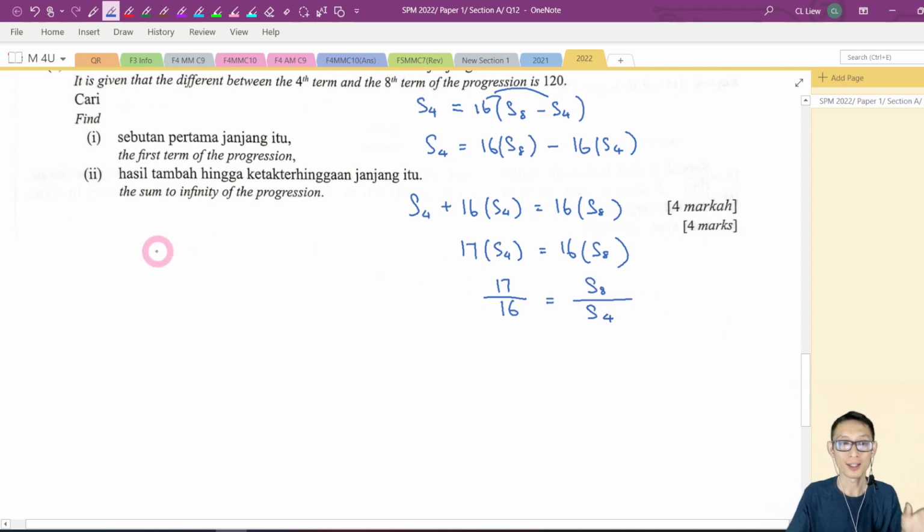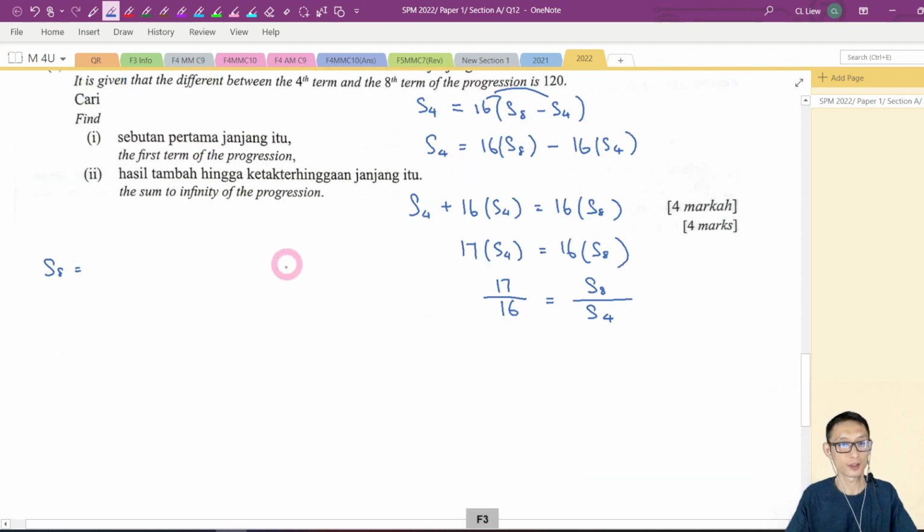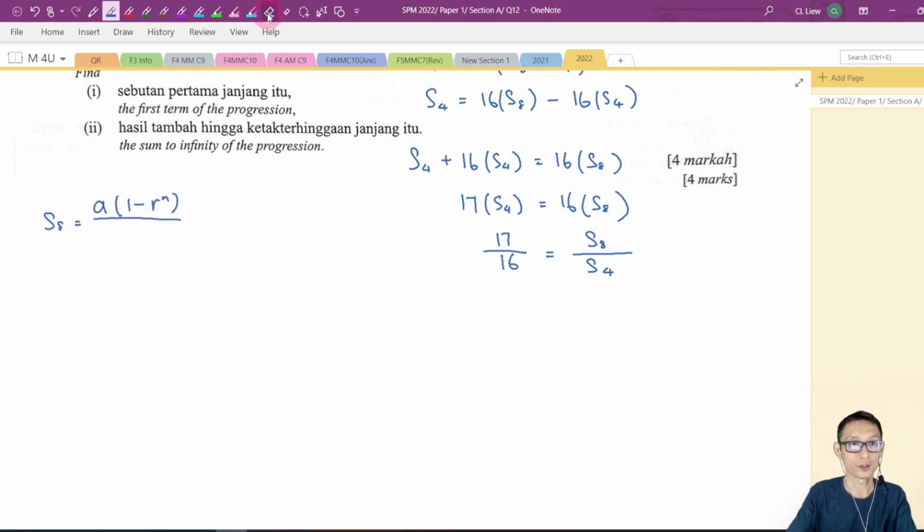Now, I'm going to do S8, sum to the 8th term and sum to the 4th term on the other side. Later on, only I bring inside this into this equation. So S8. This is a GP, so we have to use a formula for GP. A times 1 minus r to the power n. We don't know the R. We want to show that the R is equal to 1 over 2. Okay, sorry. The N is, we know this is 8. Okay, let me double check again.